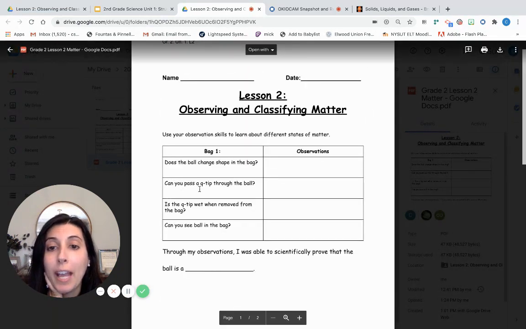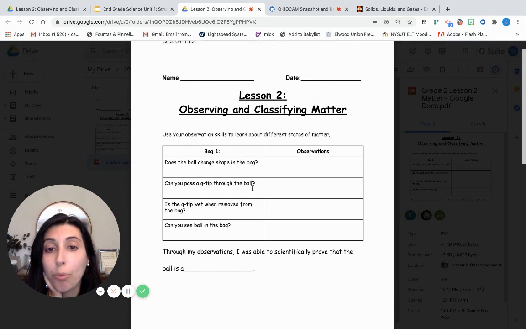Let's see. Can you pass a Q-tip through the ball? And I wrote the same question for the other 2 specimens as well. Is the Q-tip wet when removed from the bag? Can you see the ball in the bag? And again, I wrote those same questions for each specimen. So now we're going to do this sheet together.